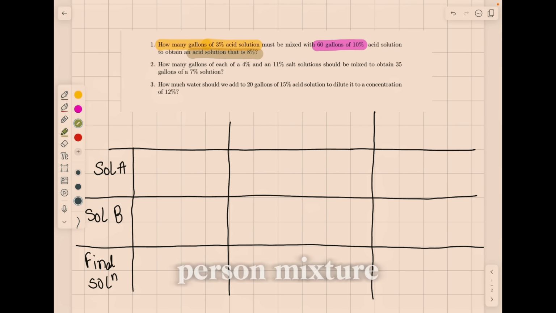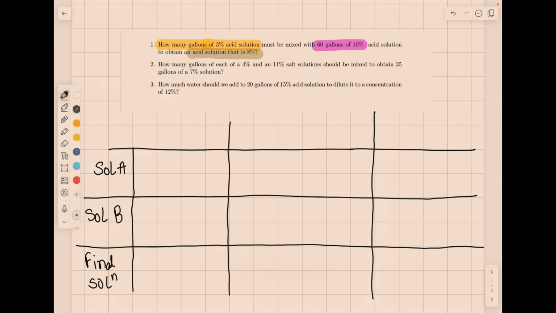Now the percent mixture problems, they look really overwhelming. I would always say if you are working on a word problem, break it down into small data. So how many gallons? We don't know how many. Let's think of this one as solution A.